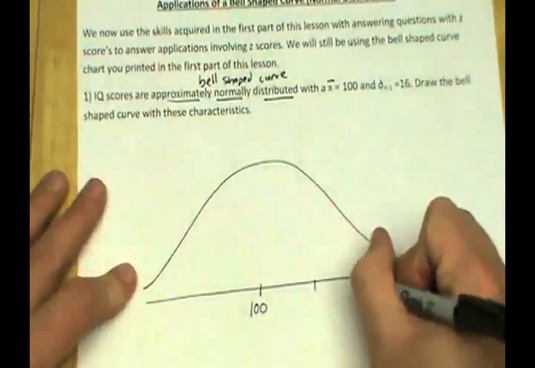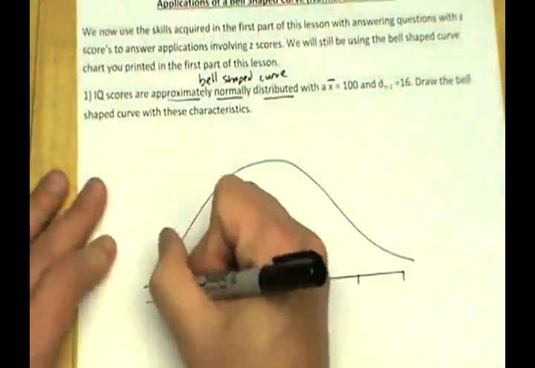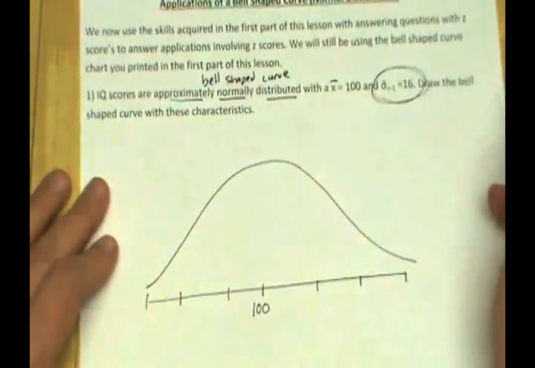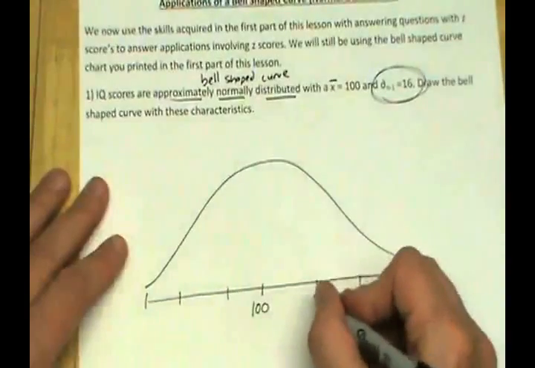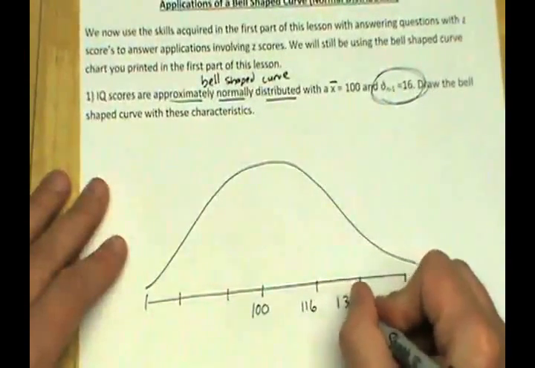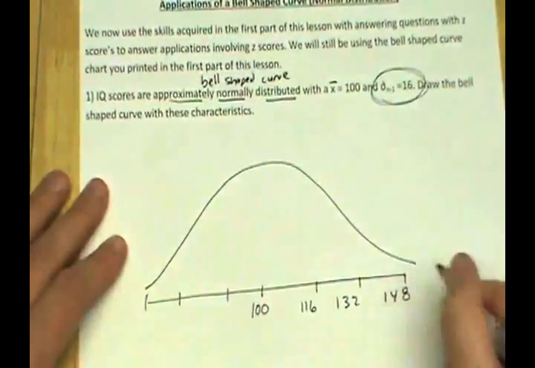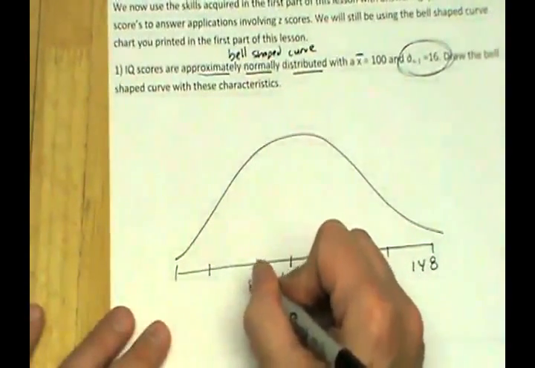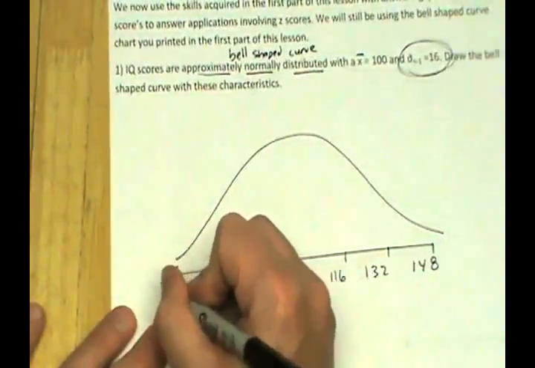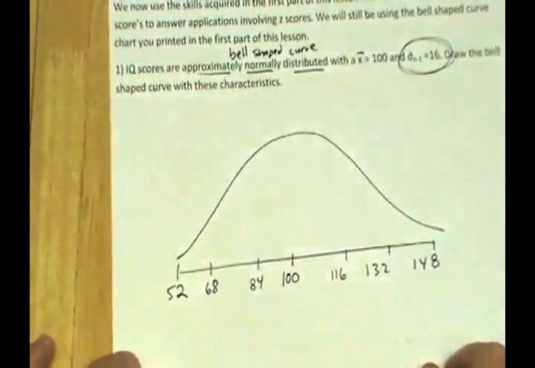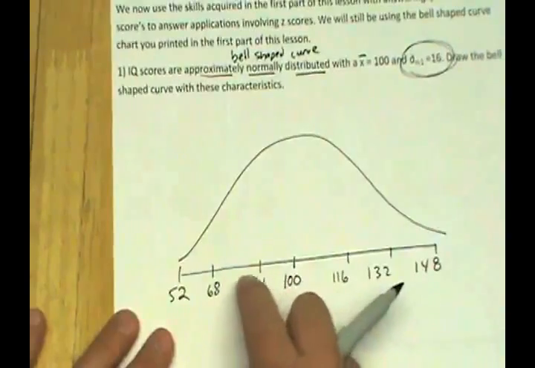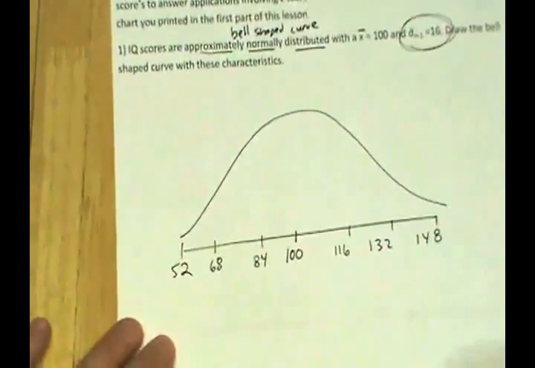We always go 3 tick marks to the right and 3 tick marks to the left. To the right is adding a standard deviation, and if you notice the standard deviation is right there, 16. So we're going to add 16, and add 16, and add 16. Then going to the left, we're going to subtract 16. So subtract 16, subtract 16, subtract 16. So there's our values that represent 1 and 2 and 3 standard deviations, and -1, -2, -3 standard deviations.